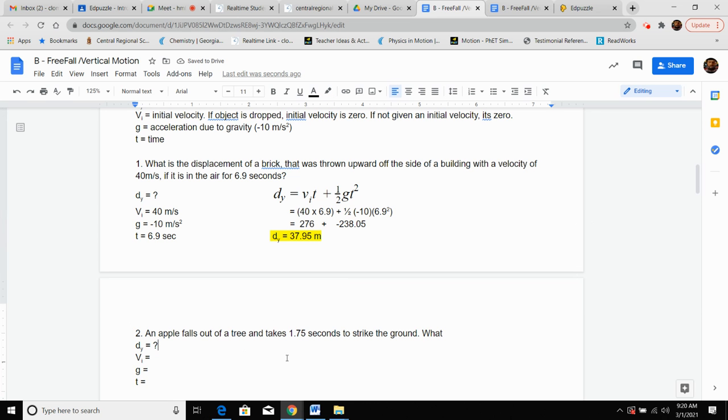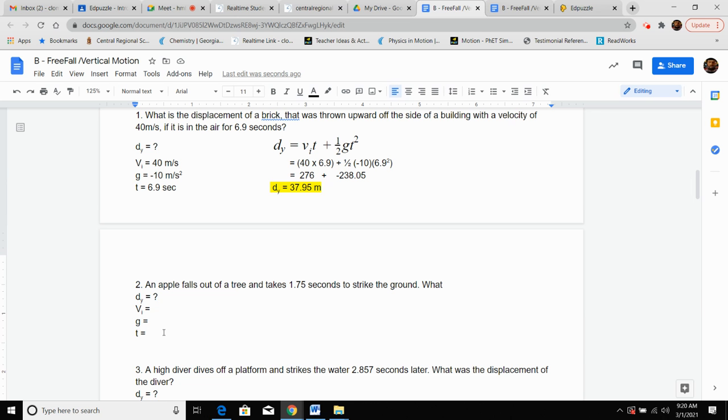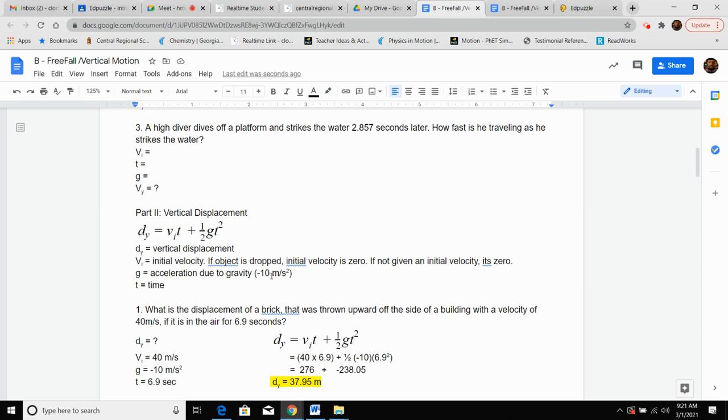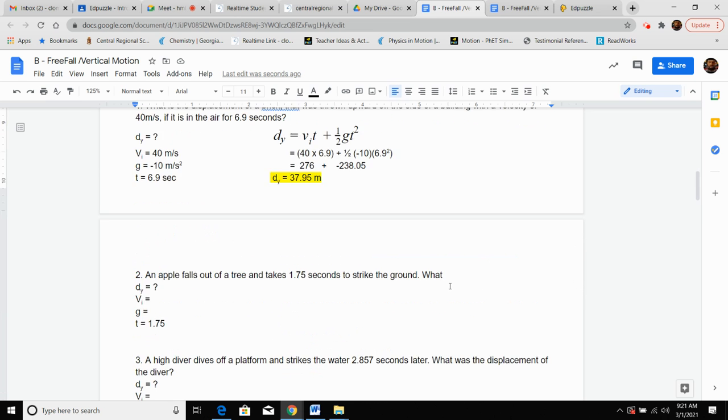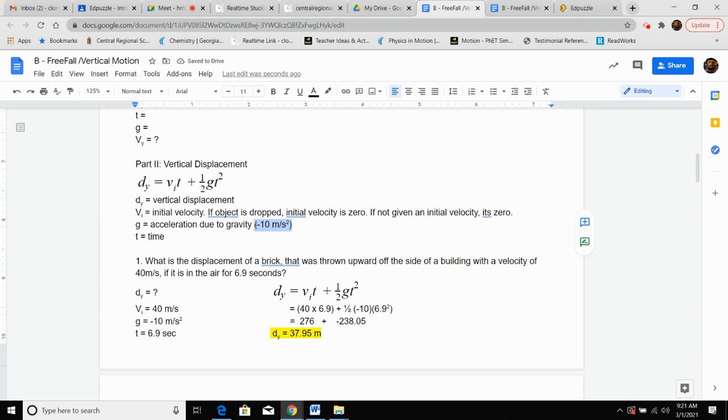All right, the apple falls out of the tree. It takes 1.5 seconds to strike the ground. So like right off rip, guys, if you haven't been paying attention, you're only given this one variable, 1.75 seconds. Okay, well, what is the initial velocity? It's not given. So if you scroll back up, if the object is dropped, or if it falls out of something, or if it's not given, its initial velocity is 0. And, okay, well, what's g? G is always this number, the negative 10 meters per second squared.